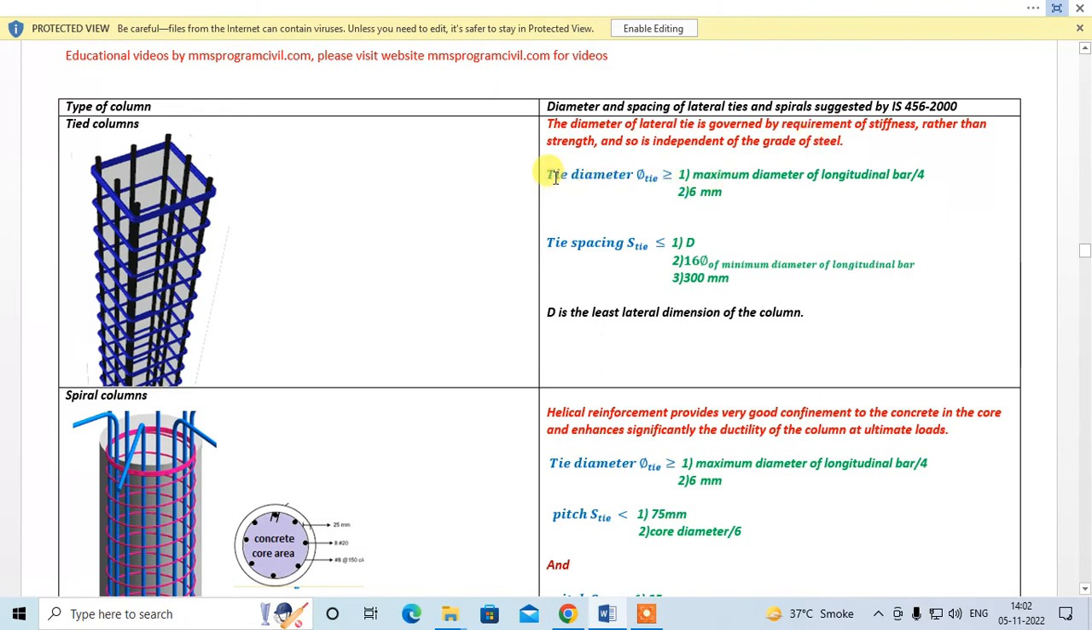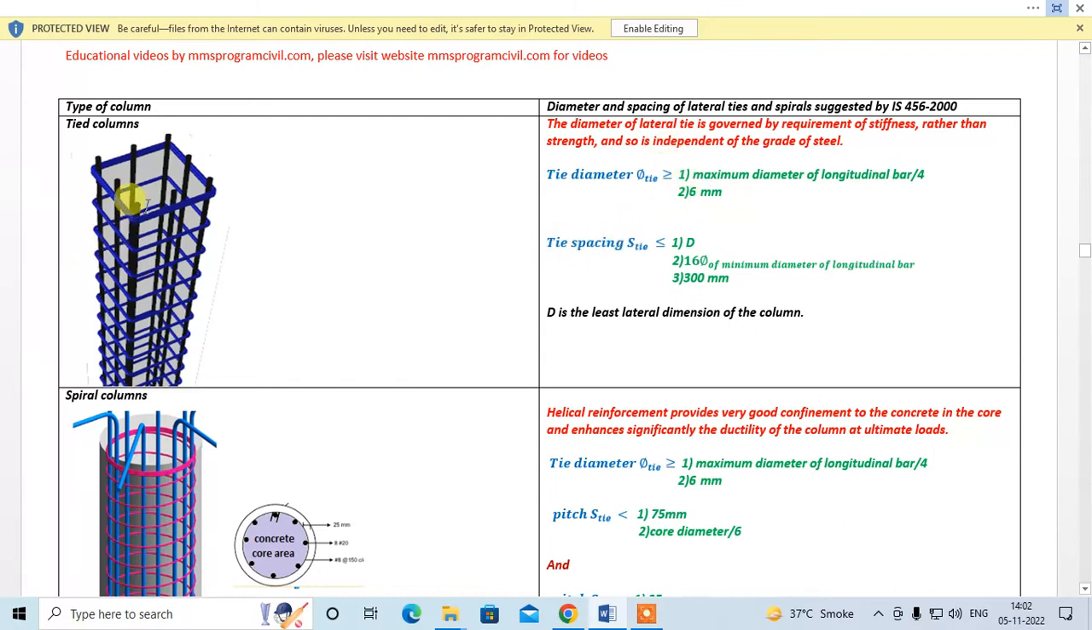Okay. Tie diameter. This is a tie, right? The tie diameter should be the larger of these two. That is the maximum diameter of the longitudinal bar divided by 4. So take the largest diameter of the longitudinal steel divided by 4, and the other is 6 mm. So you have to take the greater of these two.